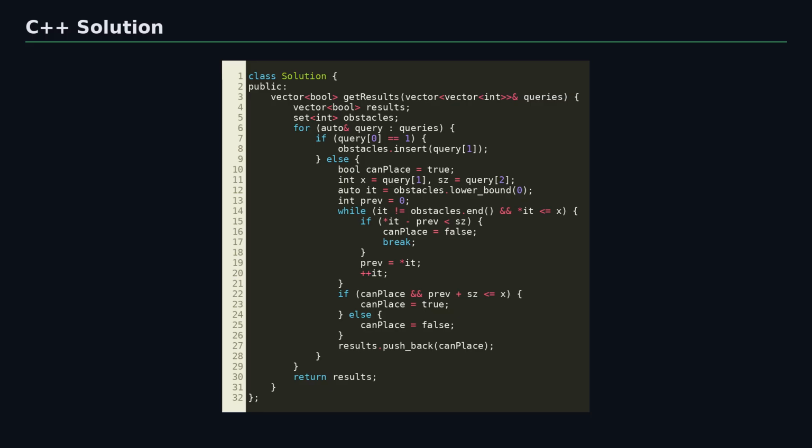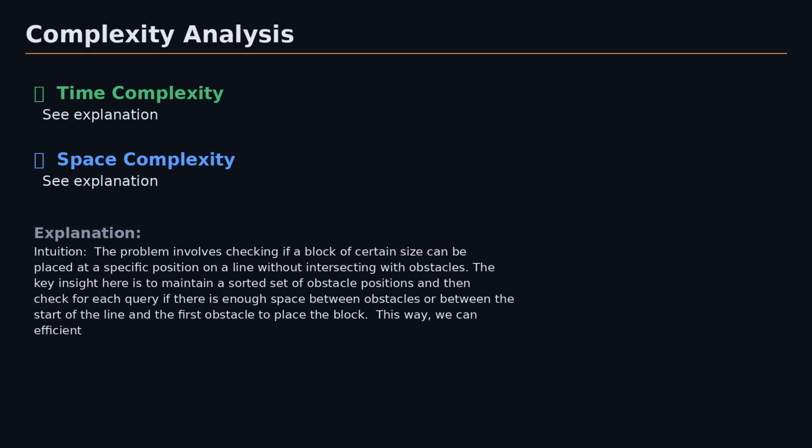If the query type is 2, we iterate over the sorted obstacles set, and check if there's a gap between obstacles that can fit our block. We use a variable called canPlace to keep track of whether the block can be placed or not. We also use a variable called previous to keep track of the previous obstacle position. We iterate over the obstacles set, and for each obstacle, we check if the gap between the previous obstacle and the current one is big enough to fit our block. If it's not, we set canPlace to false, and break out of the loop. Finally, we add the result of the query to the results vector, and return it.